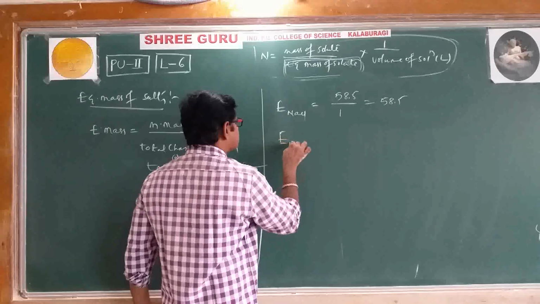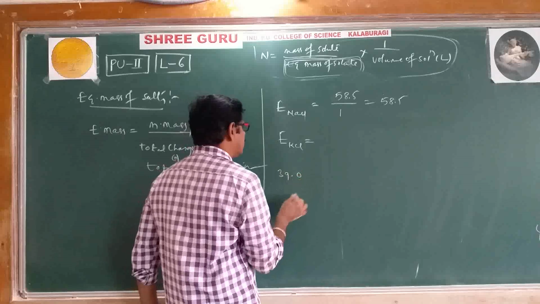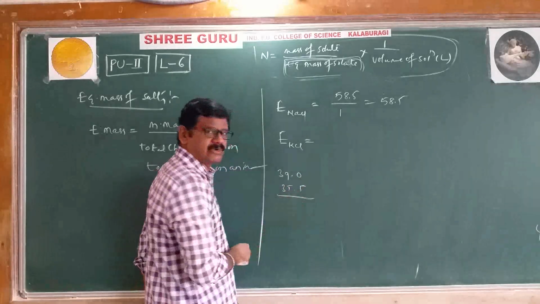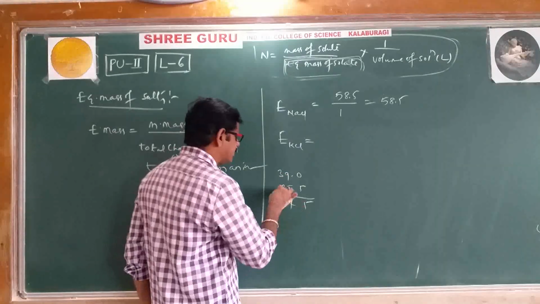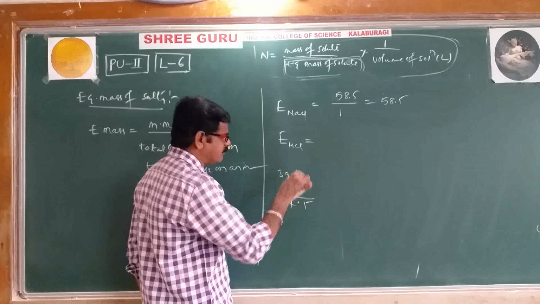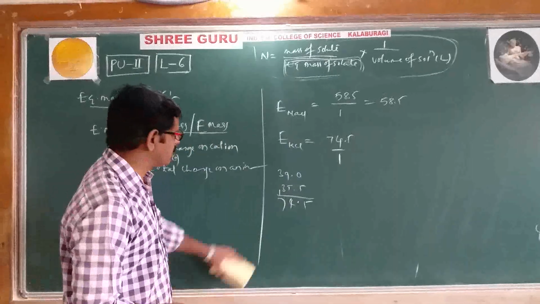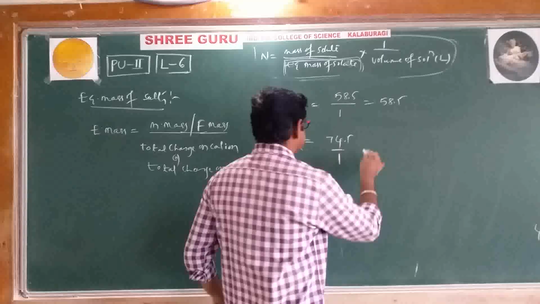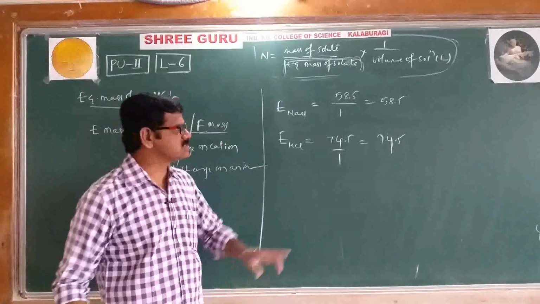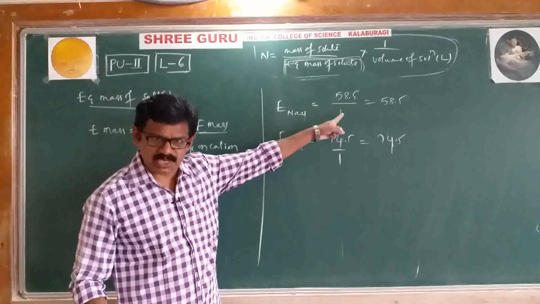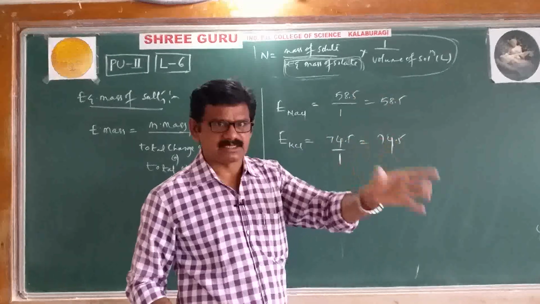Then equivalent mass of potassium chloride. Potassium is 39, chlorine is 35.5. Molar mass we calculate as 74.5, divided by, of course, total charge 1 only. Therefore 74.5 is the equivalent mass. Here also the same. If valency, nothing but total charge, is 1, molar mass and equivalent mass should be the same.